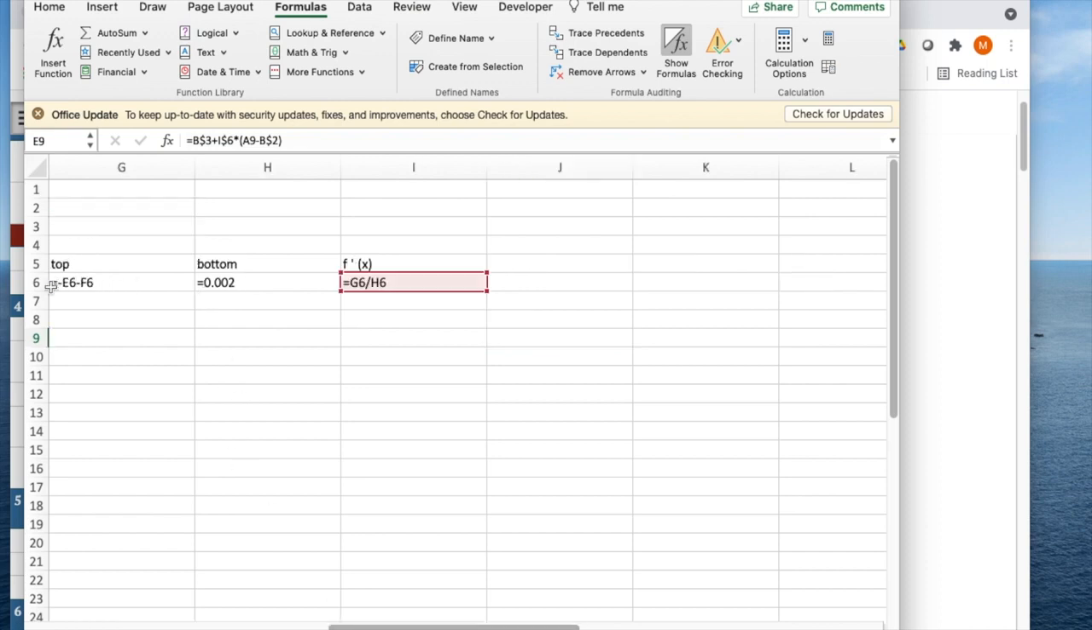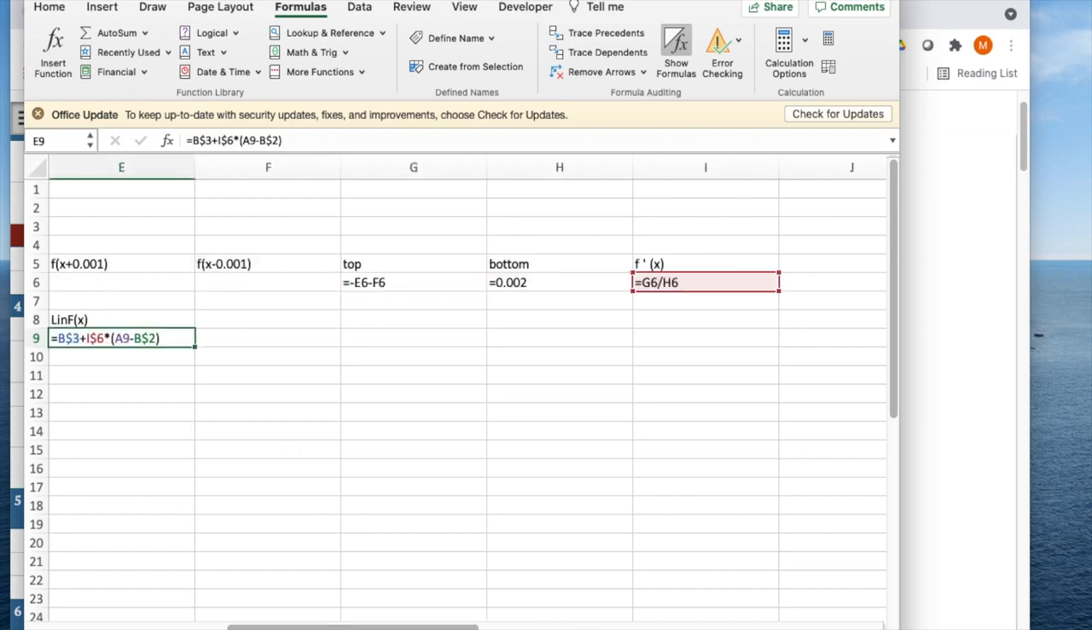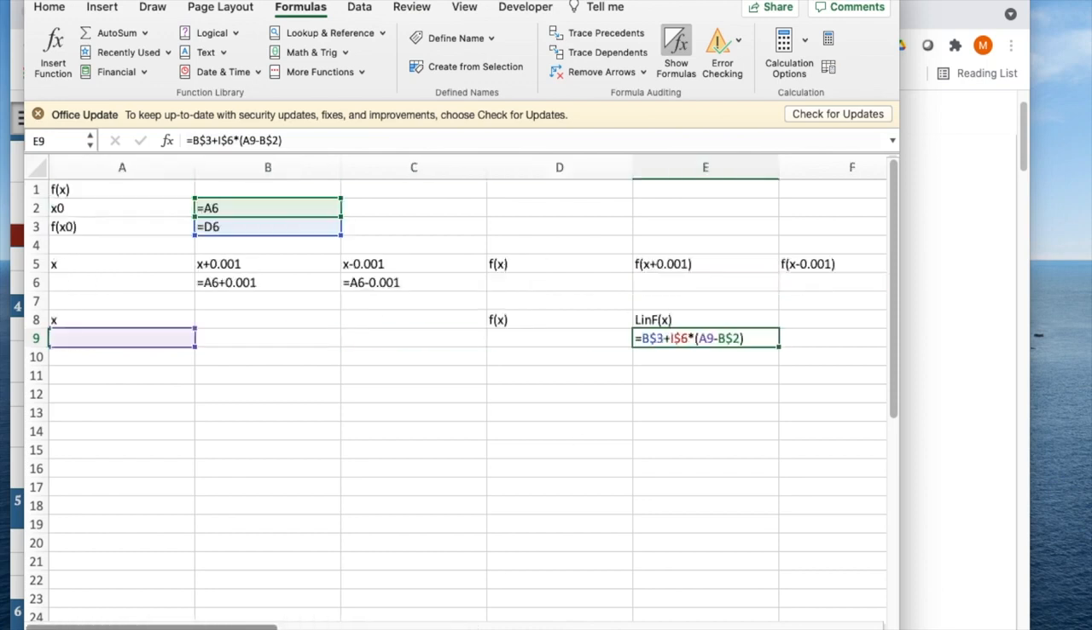The top is going to be the difference of the 2 values, and the bottom is going to be 0.002, and the derivative is just going to be the quotient of those. So my linear function is going to be my base y plus my derivative times the distance my x moves. And this is a template that I can copy and use with different functions. As a matter of fact, I've done that.